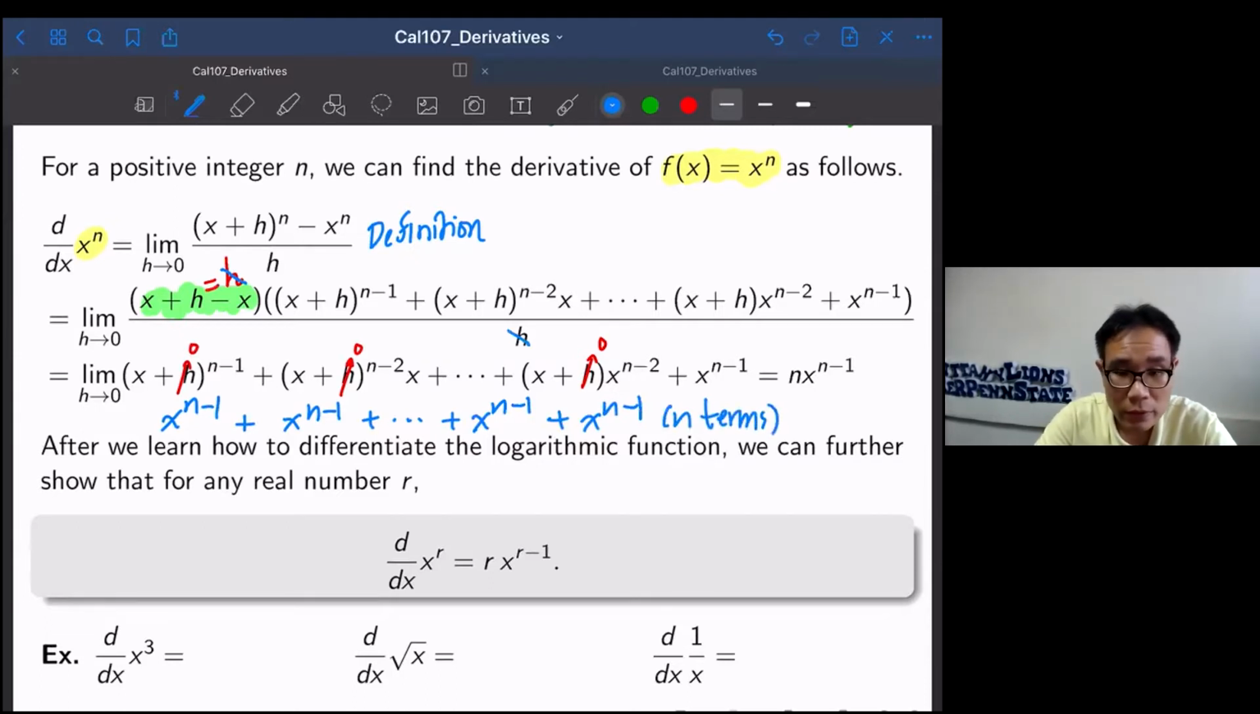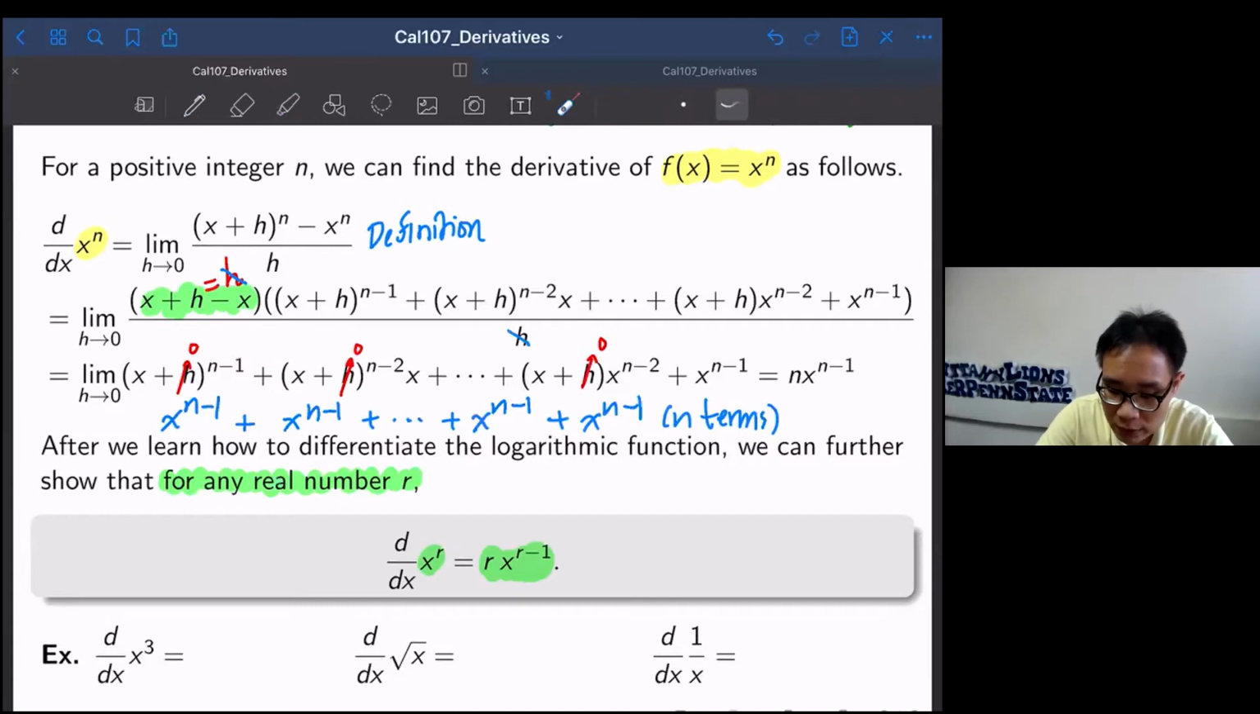So you get the derivative of x to the n equal to n x to the n minus 1. Okay, so this one will be the formula: d/dx of x to the r equal to r x to the r minus 1. We have shown this just for d/dx of x to the n where n is a positive integer. However, after we learn the logarithmic function, we will be able to show further that for any real number r, we have d/dx of x to the r equal to r x to the r minus 1.